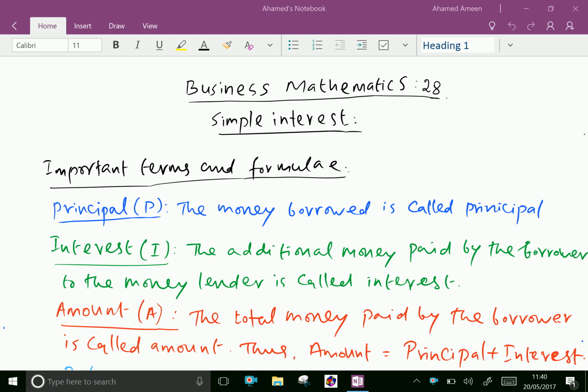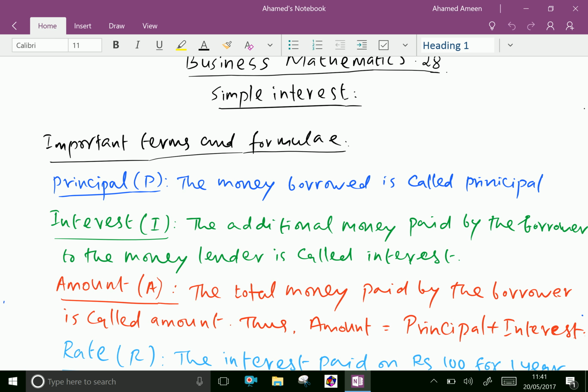What is simple interest? Suppose you borrow or lend money from some institution or some person. We can get, or we have to give, some extra amount after a certain period. That extra amount is called simple interest. Now let us look at some important terms and formulae.